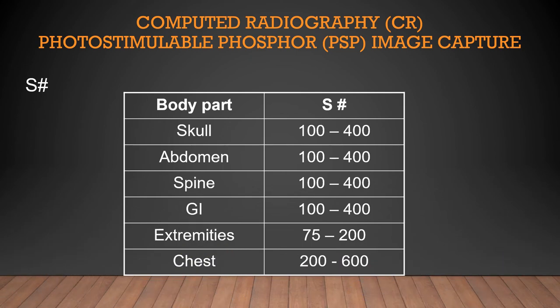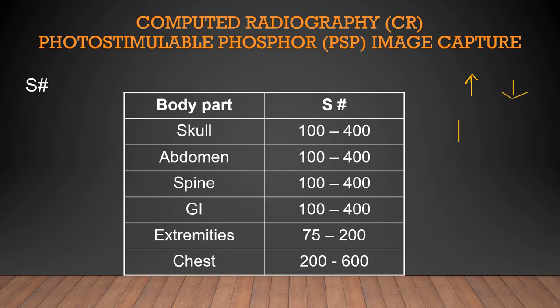This is an S number. It's a sensitivity number. It corresponds to the sensitivity setting of the photomultiplier tube necessary to obtain a preset density level. To evaluate the exposure of an image with an S number, you must evaluate the S number. The S number is inversely proportional to the exposure in mR reaching the imaging plate. Okay, now this one is backwards. So if my S number is high, then I have underexposed my patient.